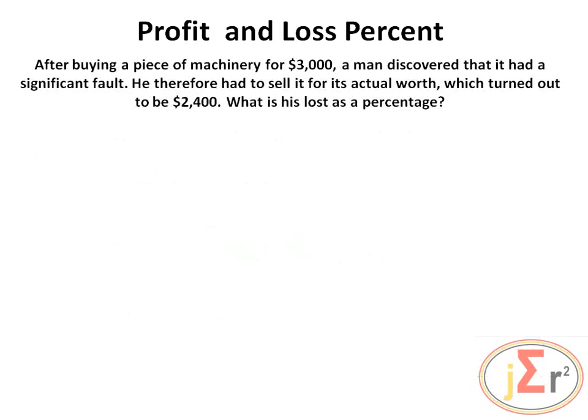After buying a piece of machinery for $3,000, a man discovered that it had a significant fault. He therefore had to sell it for its actual worth, which turned out to be $2,400. What is his loss as a percentage?